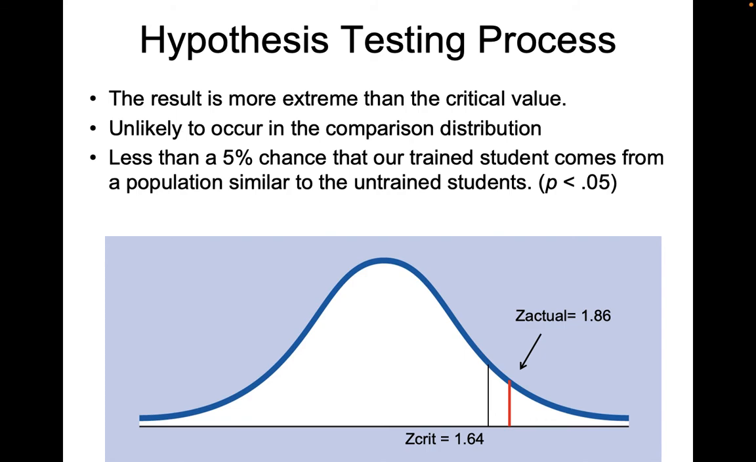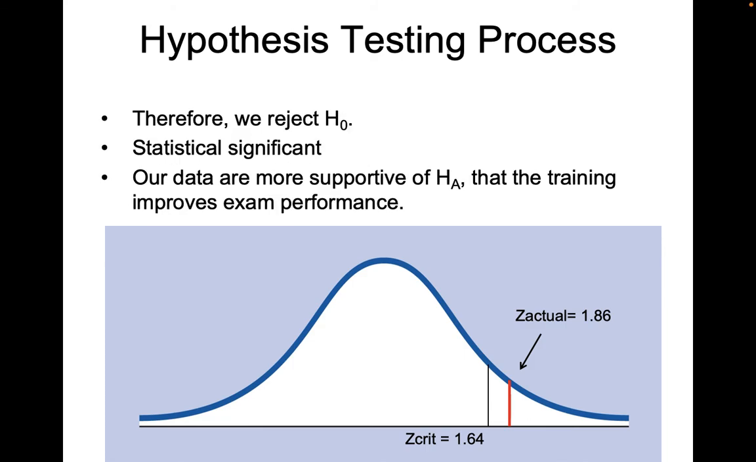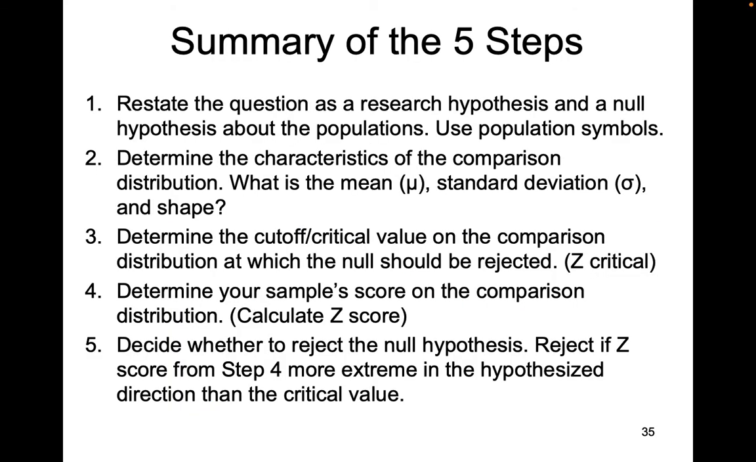Specifically, we can say that there is less than a 5% chance that our trained student comes from a population similar to that of the untrained students. Therefore, we reject the null hypothesis. We say that our result is statistically significant. Our data are inconsistent with the null hypothesis, and they're more supportive of the alternative hypothesis, which is that the training improves exam performance.